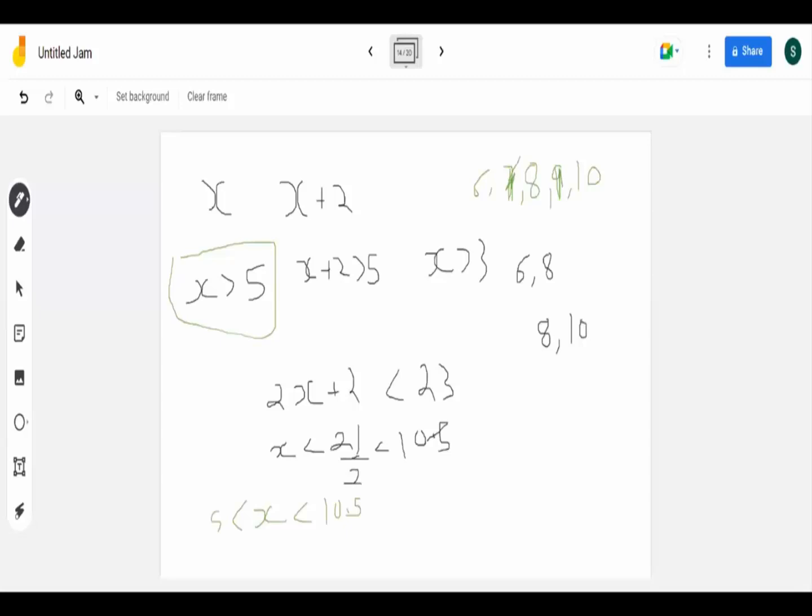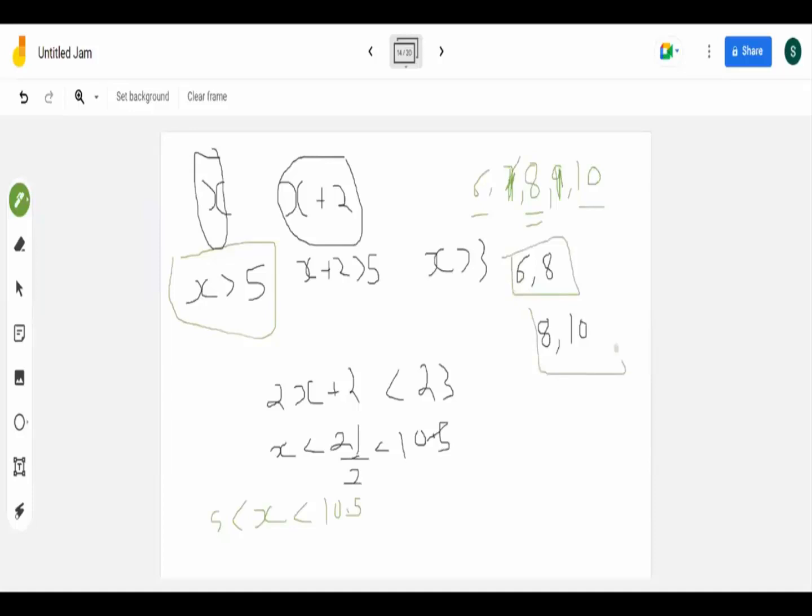Is there any other pair? We can check that if x is less than 10.5, x can be 10. If x is 10, we must find x plus 2 also. Okay, I got it now. If x is 6, we get x plus 2 as 8. If x is 8, we get x plus 2 as 10. These are the values of x. This is our first answer, and this is our second answer.